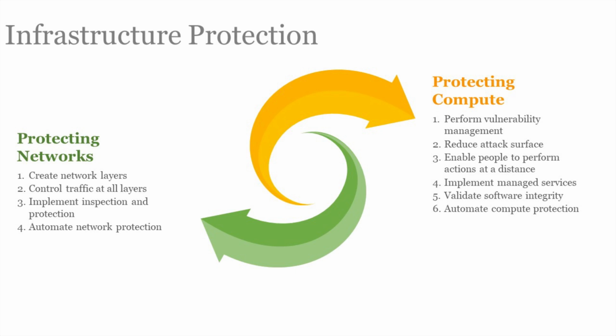5. Validate software integrity. As simple as it may sound, you should ensure that any external code or packages used in your workloads should be from trusted sources, and you should check that they have not been tampered with by verifying checksums and certificates from the original author. 6. Automate compute protection. All the compute protection practices mentioned in this section should be automated to both save time as well as reduce human error.